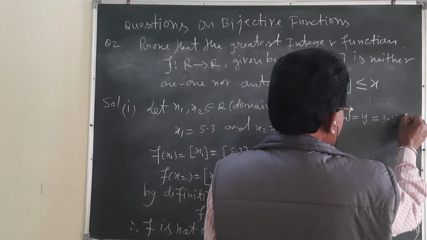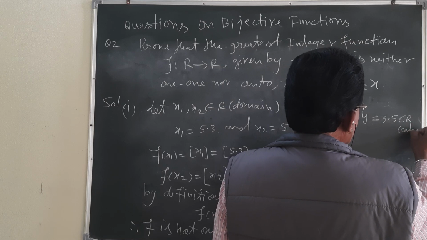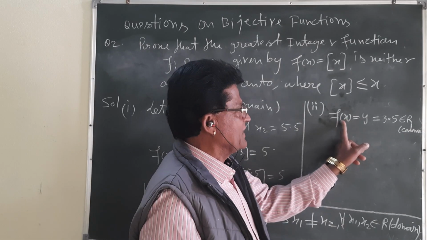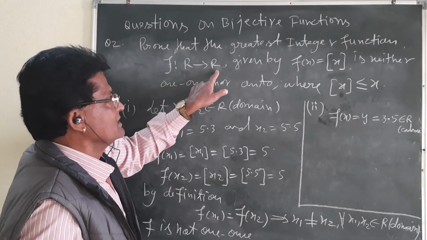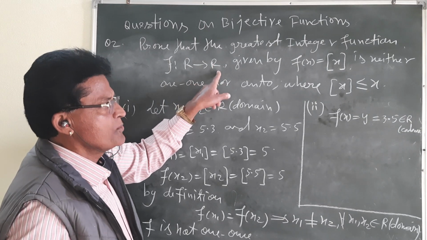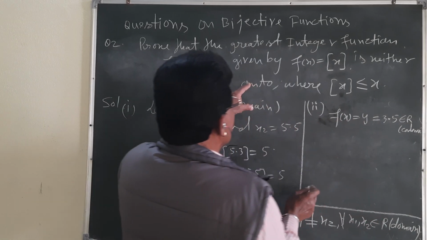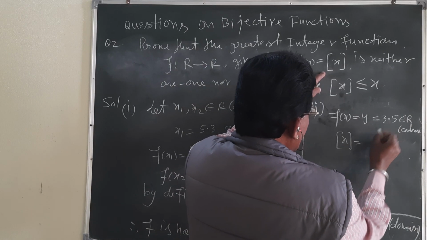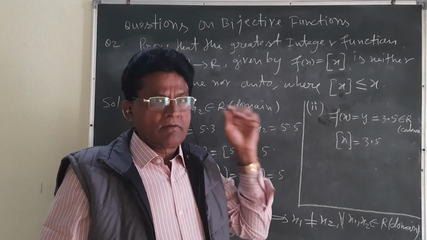3.5 belongs to which? R. And R is which? Codomain. R belongs to codomain because it is y. We have taken f(x) means y means codomain. You see, this is domain and this will be codomain. The value of y I am taking in this real number, in codomain. That is why, dear student, in place of f(x), what you will put? f(x) will be equal to how much? 3.5.